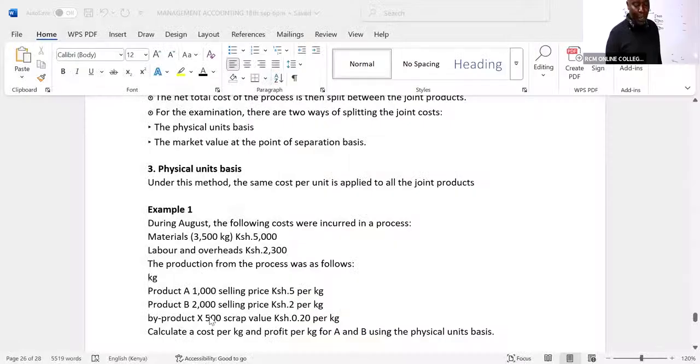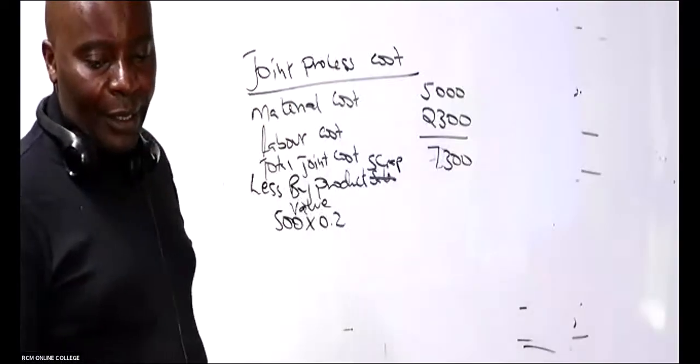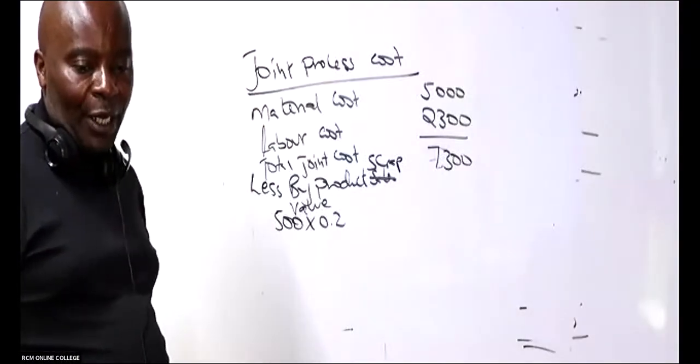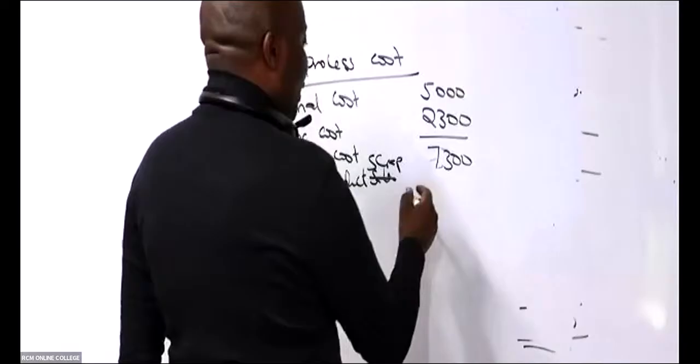You can see, my good students, that the byproduct is 500 units, with a scrap value of 0.2 per kg. Can somebody do this multiplication and give me a figure? So then this gives me 100.